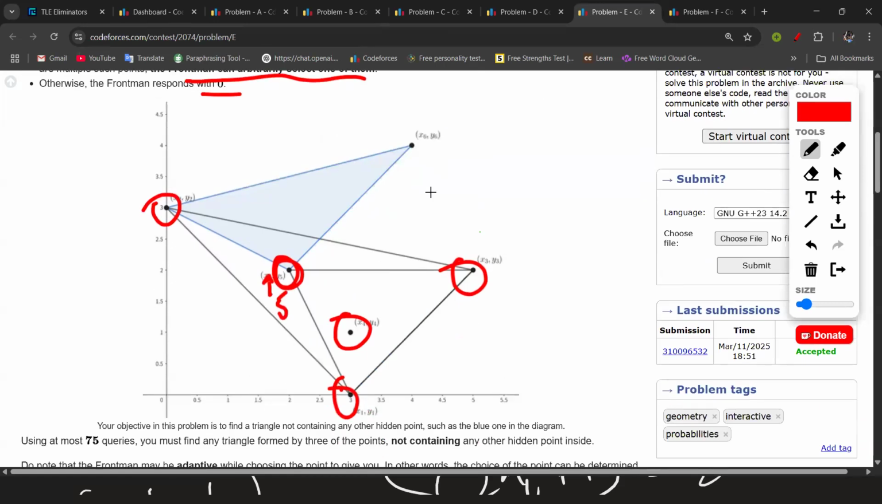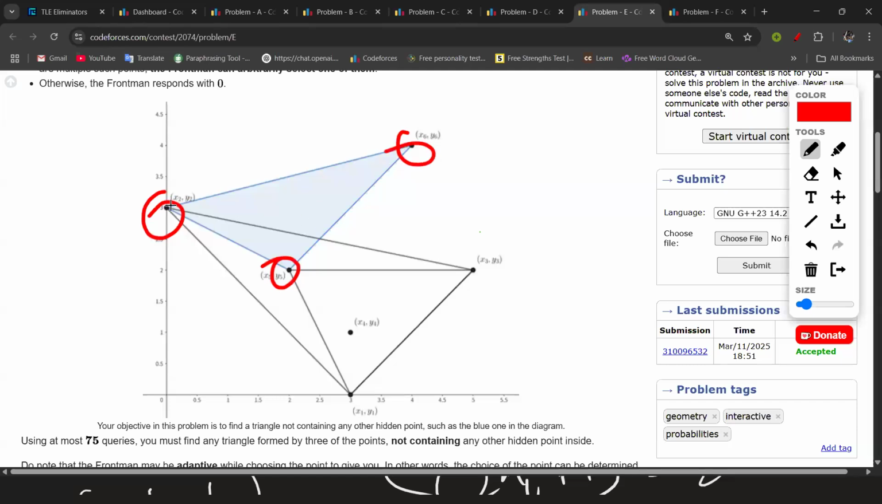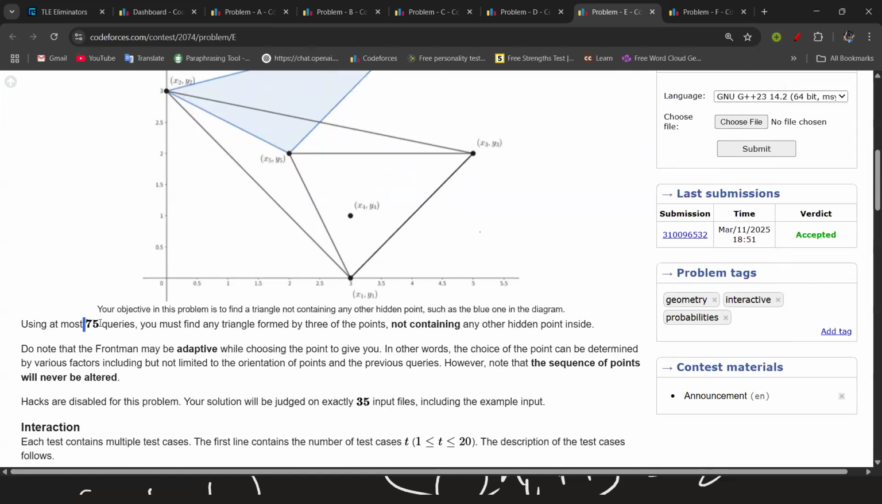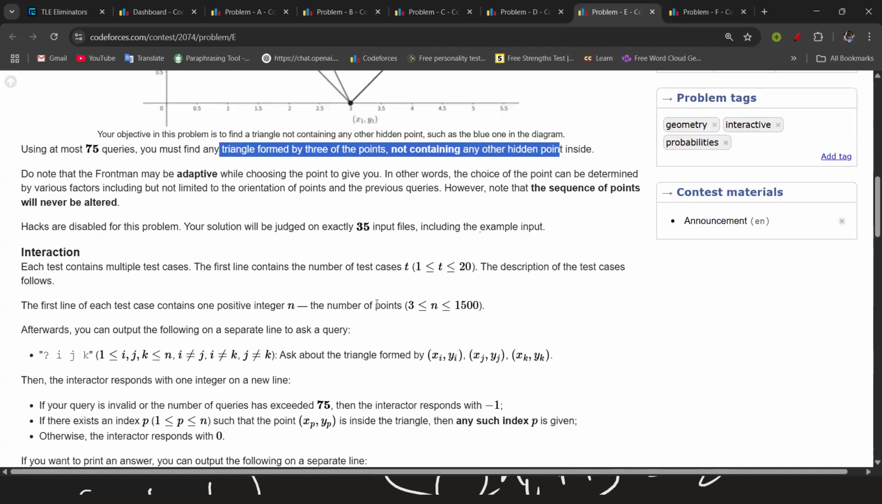If there is no point inside the triangle, let's say you asked these 3 points, and inside this there was no point present, he would respond with 0 in that case. Now, using at most 75 queries, you must find any triangle formed by 3 of the points not containing any other hidden point inside. So you can use at max 75 queries. After that, you just need to find any one such triangle which does not contain any other point inside it.